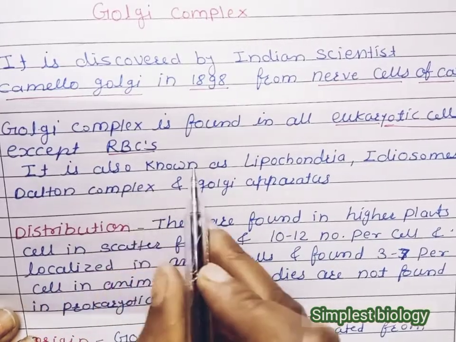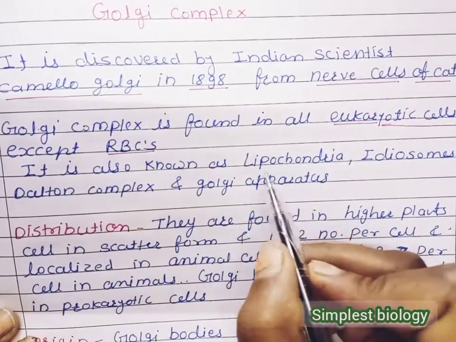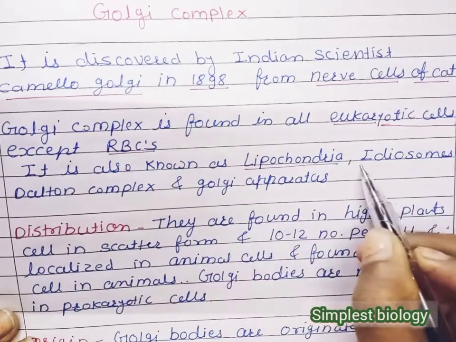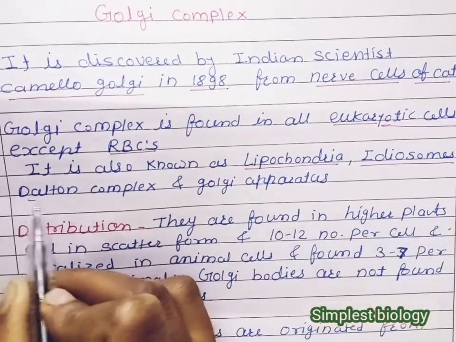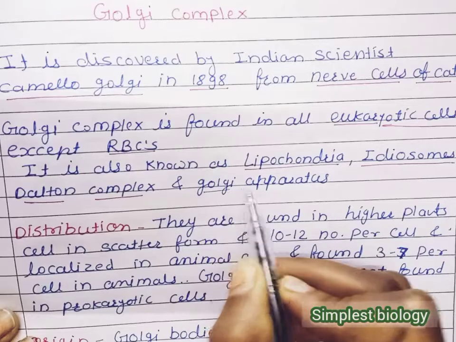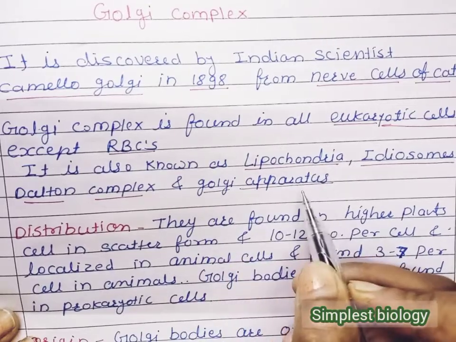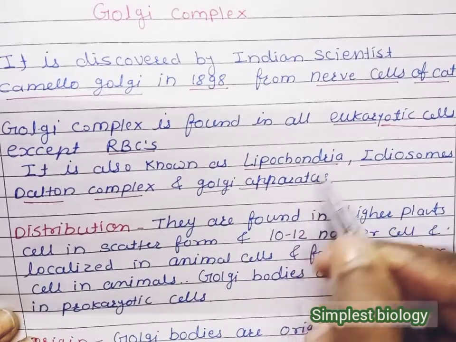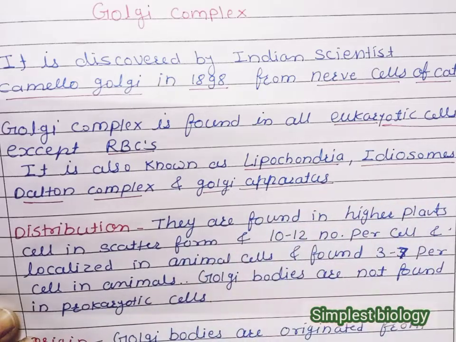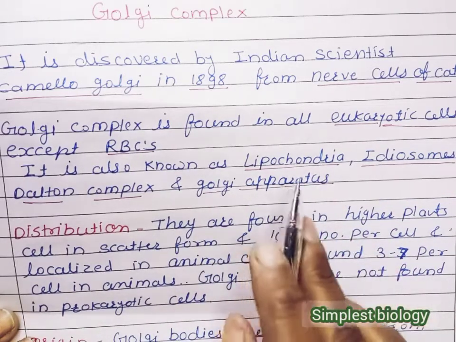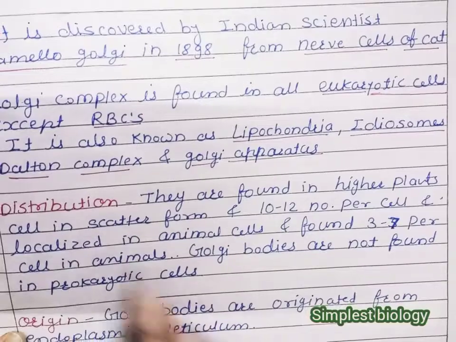It is also known as lipochondria, idiosomes, Dalton complex and Golgi apparatus. Rather than Golgi complex, so many terms are used for this one.